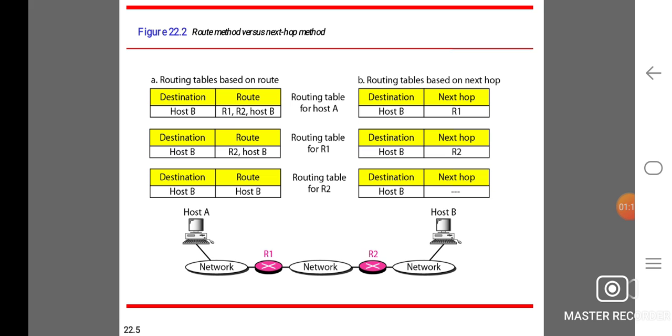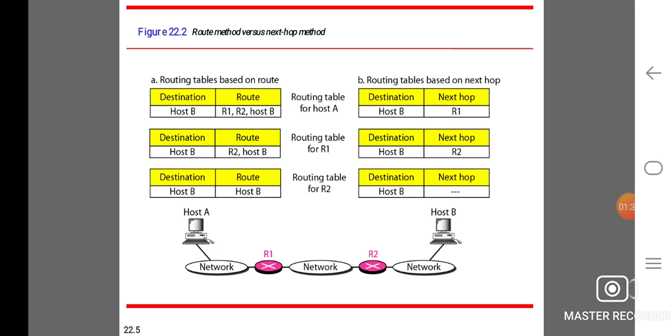Route method versus next hop method. Figure A, routing table based on a route. For destination host B, the route we are using is R1, R2 and host B. For destination host B, the route we are using is R2, host B. For the destination host B, the route we are using is host B.